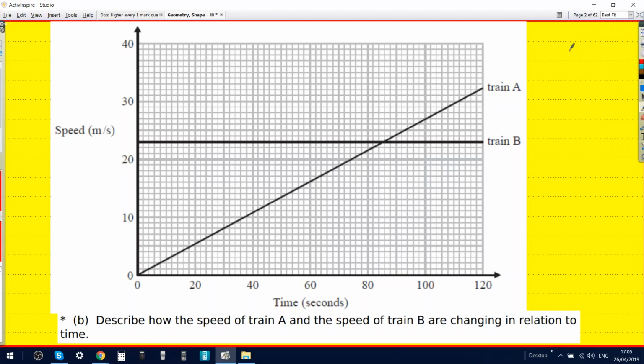Okay, how about this? Train B stays at a constant speed, while train A is constantly accelerating. Yeah.